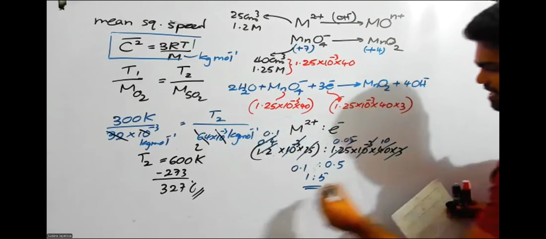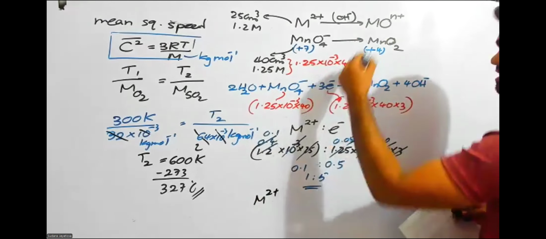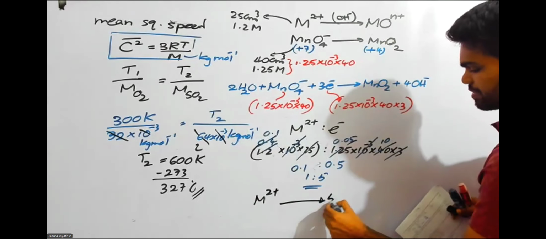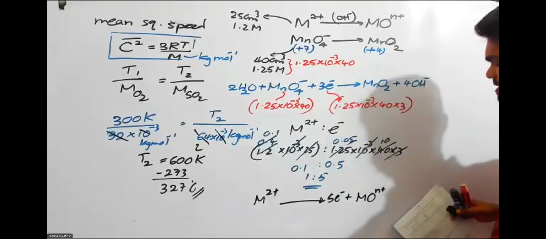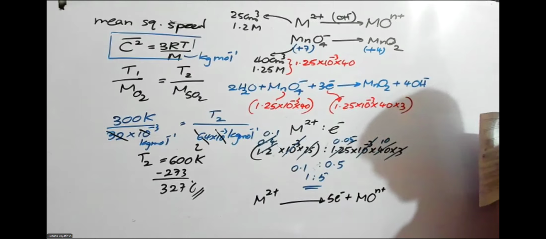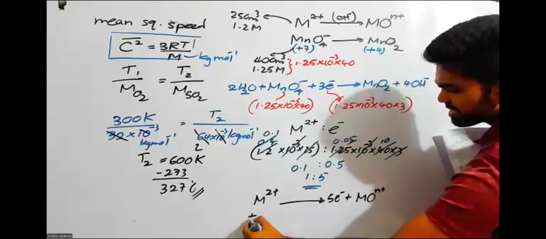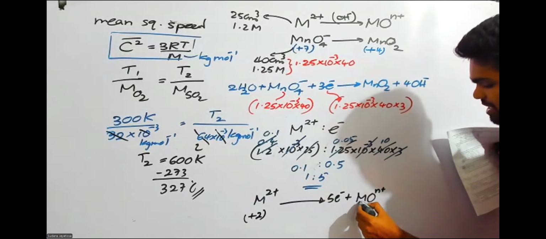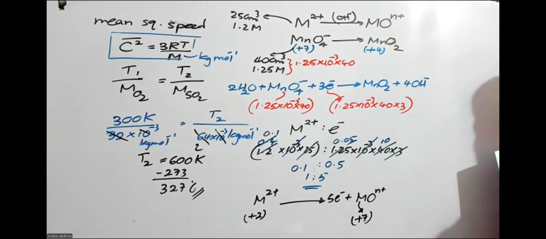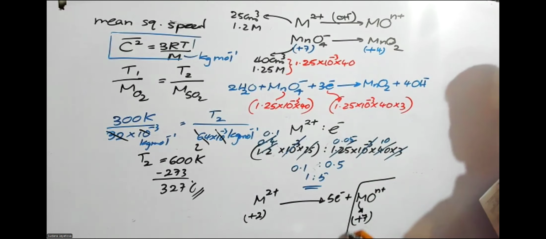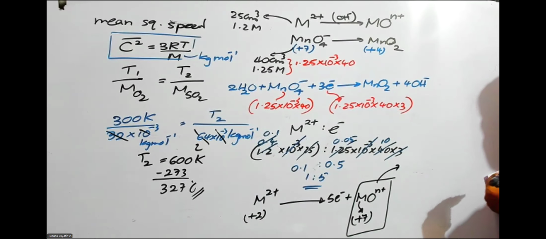You can write this as an equation. M2+ is not accepting, only releasing. M2+ releases 5 electrons and becomes MnO4+. Understood now? So what should be the oxidation state? Here it is +2, and the oxidation number here should be +7. So now let's consider this part and apply the oxidation number method.